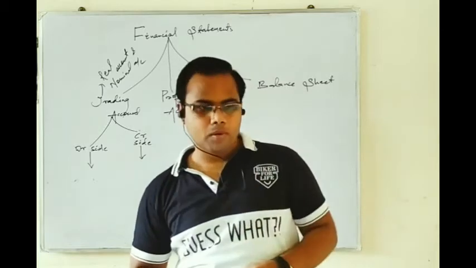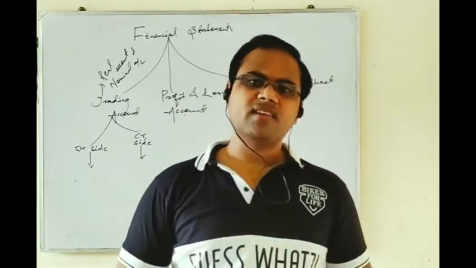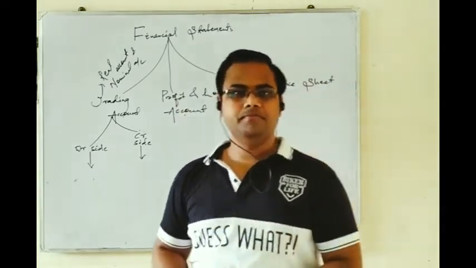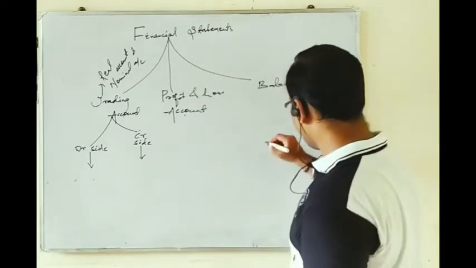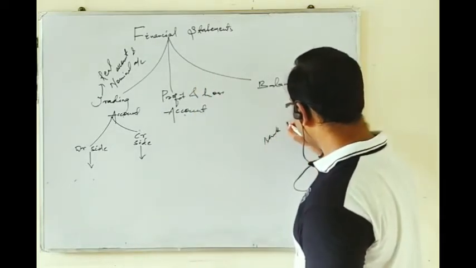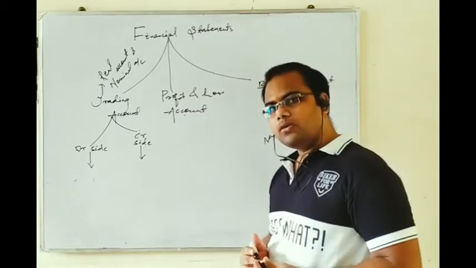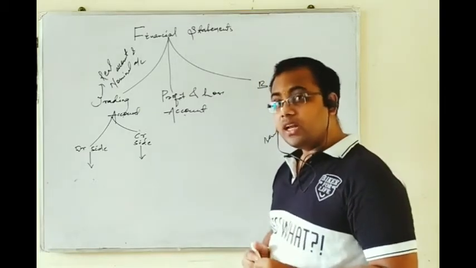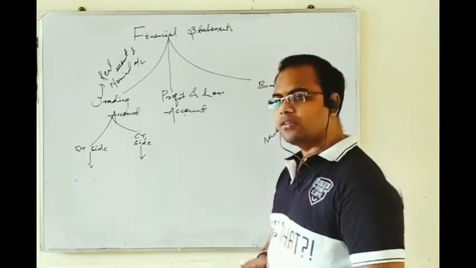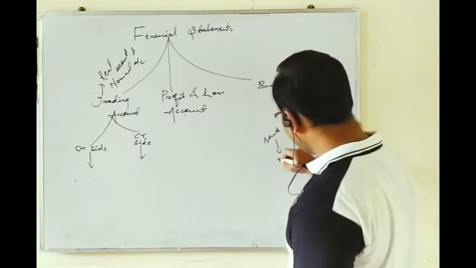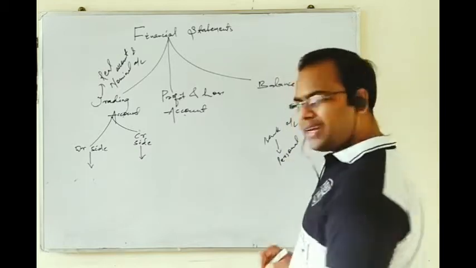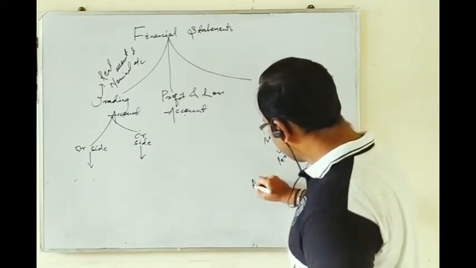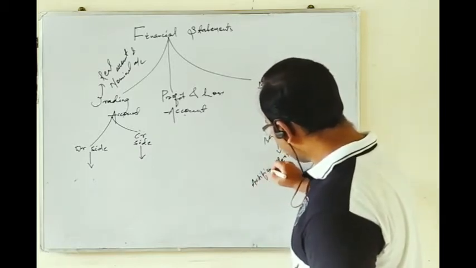Let me give you an example. Take an example of a bank account. What is a bank account? What kind of account is it? Real, nominal, personal? We know that a bank account is a personal account. What kind of personal account? Artificial personal account. Okay.